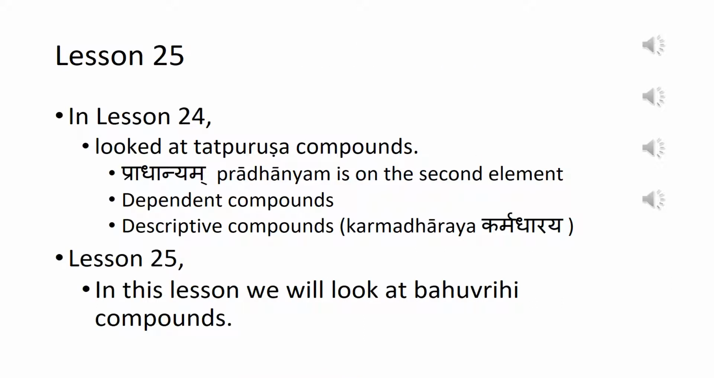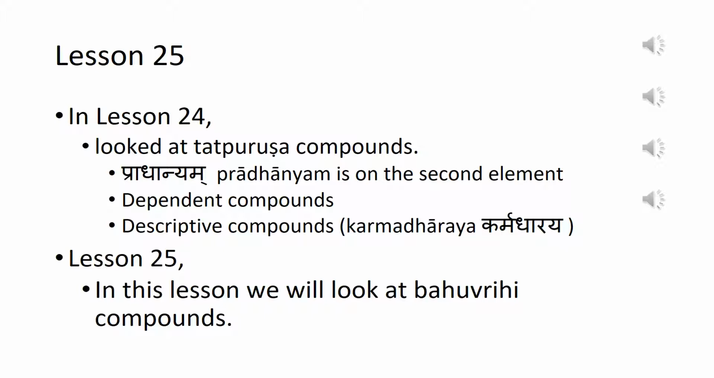In the previous lesson, we looked at tatpurusa compounds. These are compound words where the pradhanyam is on the second element. For example, in the word nadi tiram, the bank of a river, the syntactically important word is tiram, and hence nadi tiram is a tatpurusa compound. We said that tatpurusa compounds fall into two distinct classes, dependent compounds and descriptive compounds or karmadhārayas.